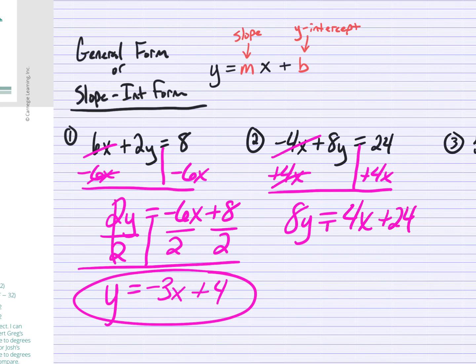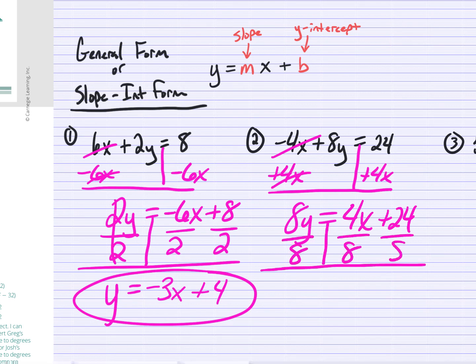Now the last step to getting the y by itself is to get rid of that 8. The opposite of multiplying by 8 is dividing everything by 8. So I get y equals, now 4x over 8 reduces. 4 over 8 reduces to 1/2. So I have 1/2 x plus 3.